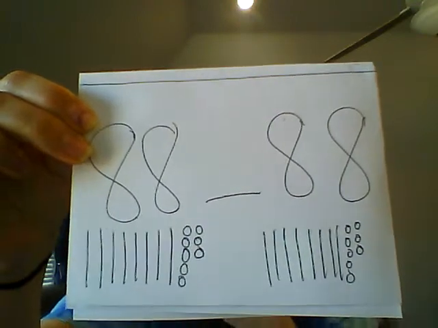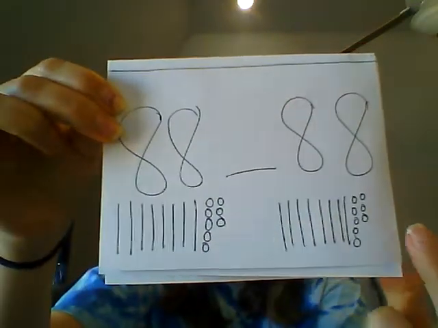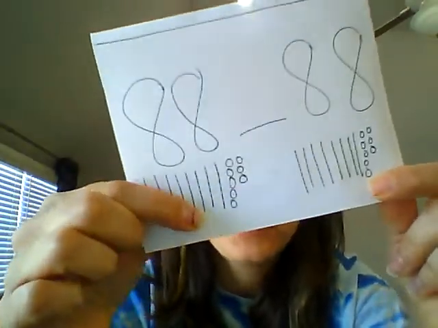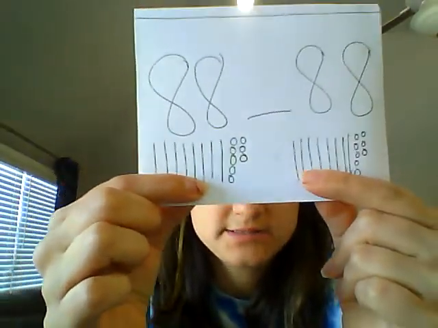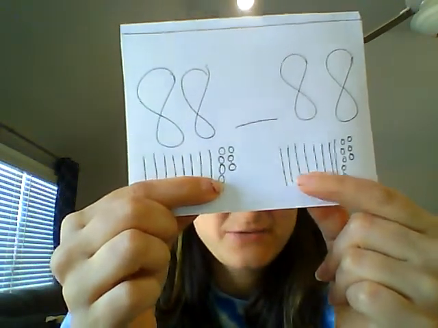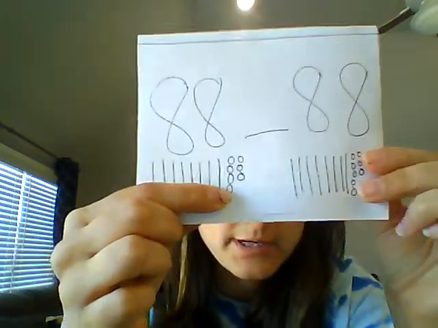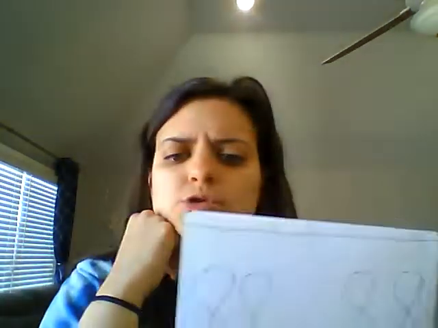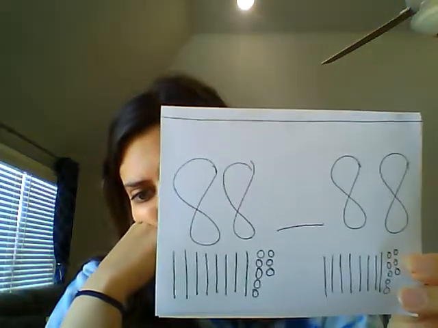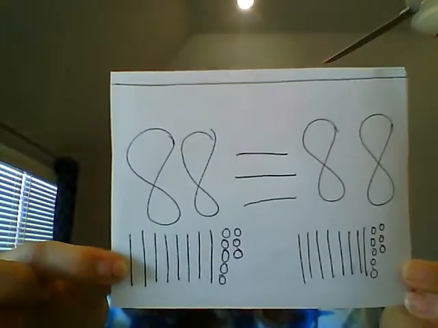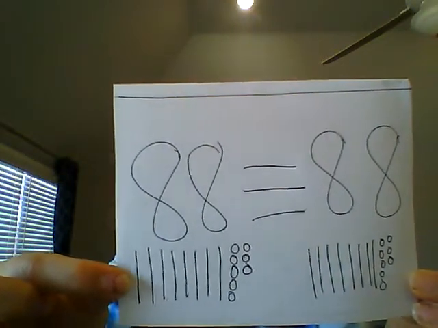All right, let's look at the tens. I see 8 tens and 8 tens. Now we look at the ones. I see 8 ones, 8 ones. So what would go in here? Would it be greater than, less than, or equal to? Right, they're the same, so it would be equal. 88 is equal to 88.